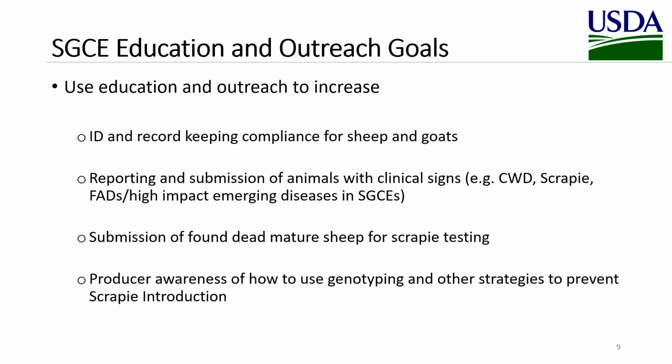Sheep and goat, cervid and equine education and outreach goals include using education and outreach to increase identification and record-keeping compliance for sheep and goats. For reporting and submission of animals with clinical signs, for example, scrapie, CWD, foreign animal diseases, or high-impact emerging diseases in sheep, goats, cervids, and equids. Submission of found dead mature sheep for scrapie testing, and producer awareness of how to use genotyping and other strategies to prevent scrapie introduction. Specific activities could include development and distribution of pamphlets, newsletters, signage for markets, or attendance at producer meetings.